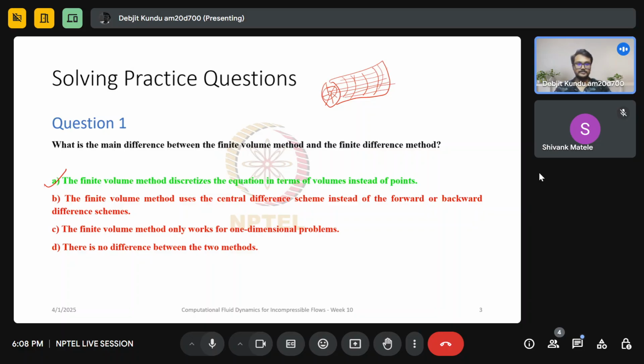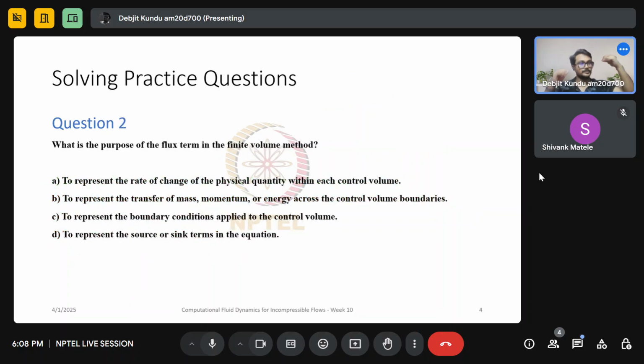Any questions on this? All right. If not, we will move along. We'll move on to question number two, which is asking us what is the purpose of the flux term in the finite volume method?